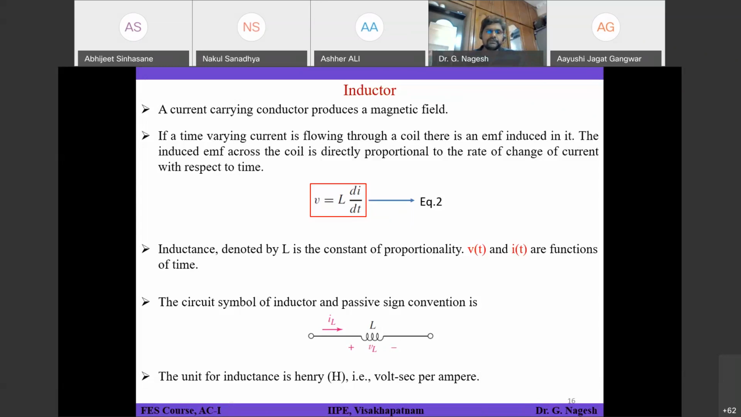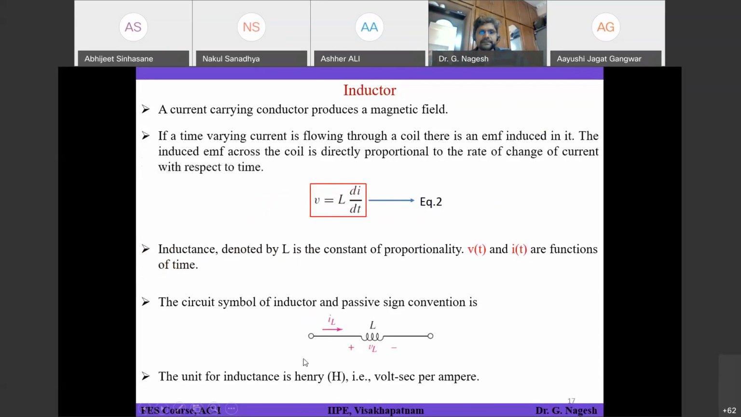The unit for inductance is Henry, or volt second per ampere. From equation 2, the unit for inductance is volt second per ampere, or in short form, we call it Henry. For capacitance it is Farad, and here it is Henry.